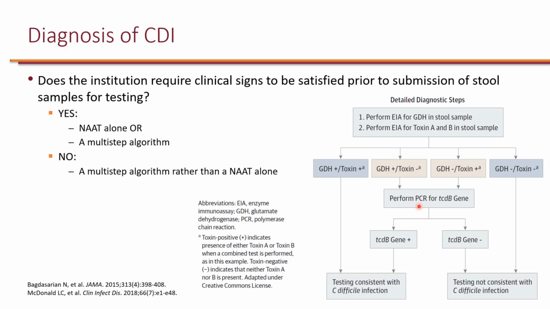So if you do the PCR, pretty much the PCRs that are available look for the gene for the toxin B. And if the gene is there, then the conclusion is that the patient has C. diff infection. Whereas if the gene is not there, then the conclusion is that the patient does not have C. diff infection.